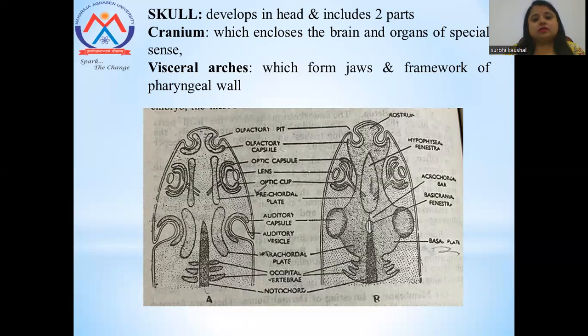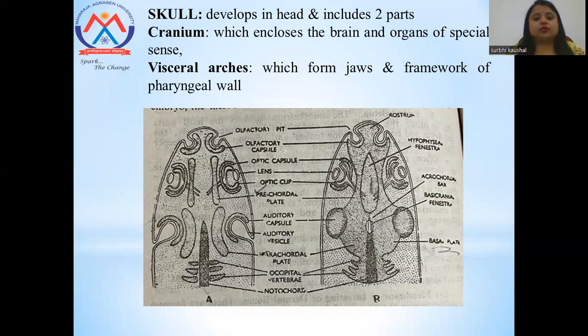Now, first is our skull, that is known as cranium. It is divisible into two types, cranium and visceral skeleton. Cranium includes the brain and the special sense organs, and the visceral skeleton forms the jaws and the framework of the pharyngeal walls.